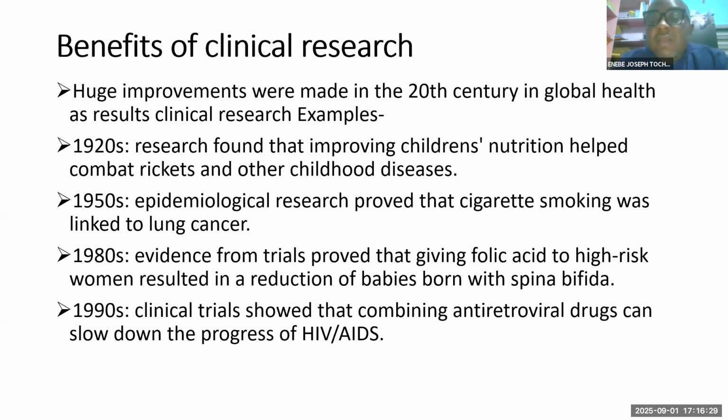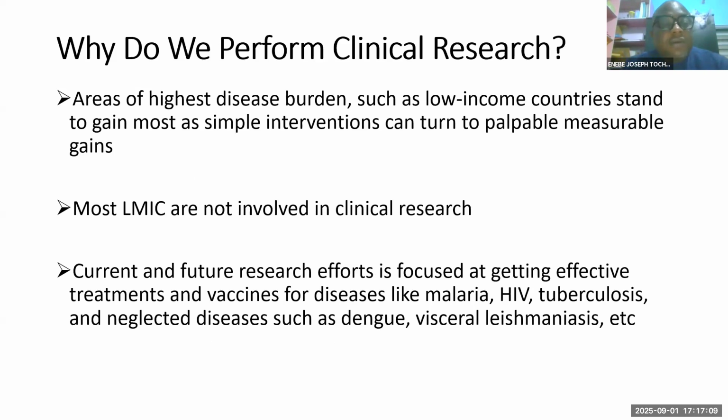If you look over the years globally, you find out that there have been a lot of benefits from clinical research. In the 1920s, we found out that rickets could be treated by just improving the nutrition of children. Also, we found out that cigarette smoking in 1950 was linked to lung cancer. In the 80s, we found out that folic acid could be given to mothers to prevent spina bifida. And in the 90s, we found out that combining antiretroviral drugs can help in treating HIV/AIDS. These are very huge benefits of clinical research.